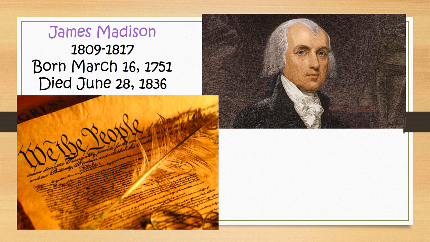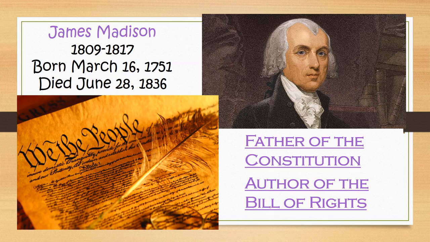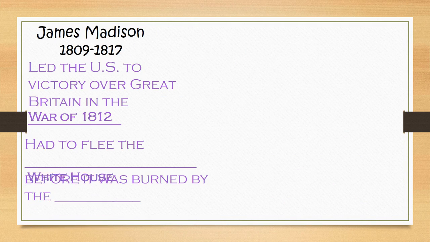James Madison is our fourth president, and he is known as the father of the Constitution. He is also known as the author of the Bill of Rights. Obviously these two documents were both argued and talked about, written about, explained by many different founding fathers, but James Madison kind of brings those ideas together, puts them in one document, and that is why he's given these two profound names. War of 1812.